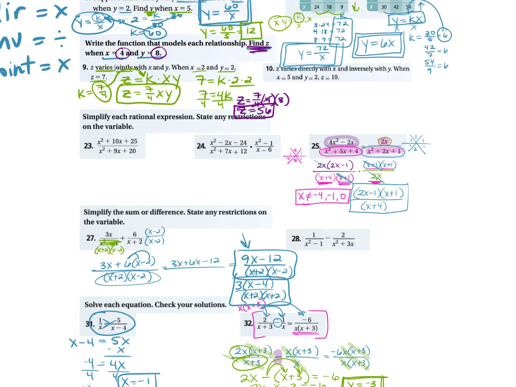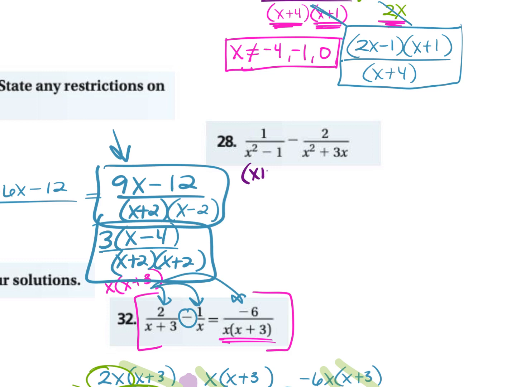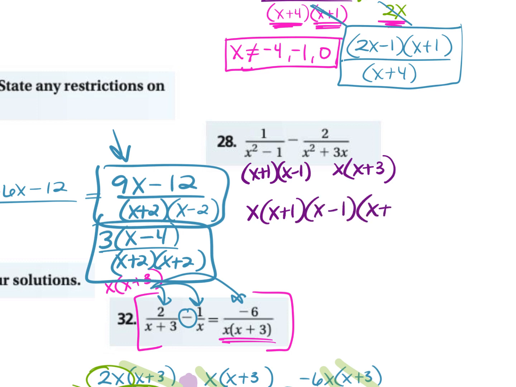What's the common denominator on 28? Because if they're both x squared, how do you multiply them by something different to get it? So it's going to be x times x plus 1 times x minus 1 times x plus... Oh, no, I lied. That's not right. This is x plus 1. So it'll be x times x plus 1 times x minus 1.